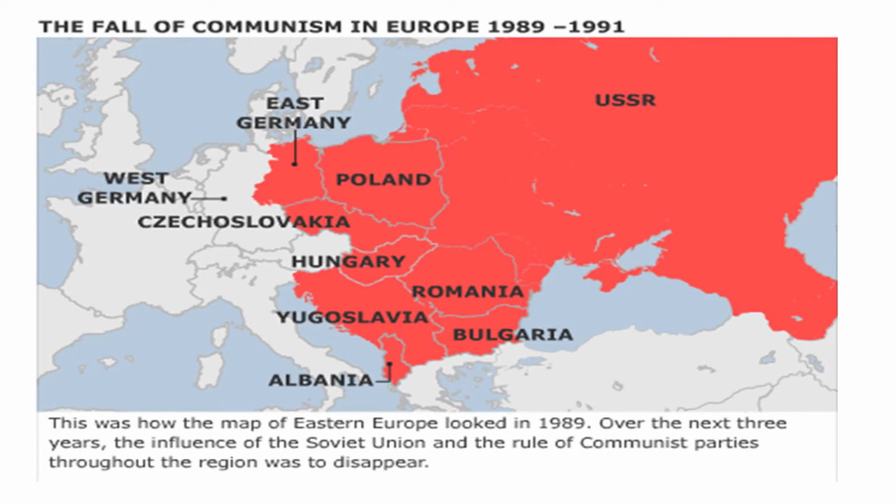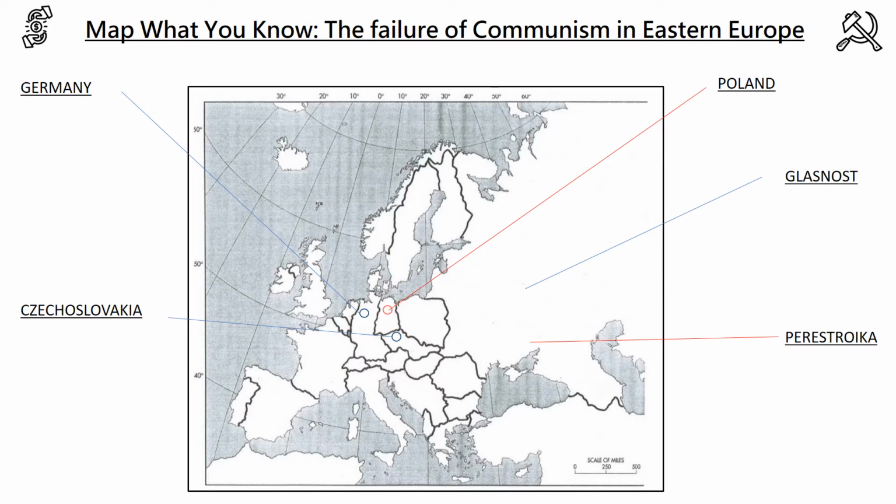Now, the fall of communism in Eastern Europe. This is how the map of Eastern Europe looked in 1989. Over the next 3 years, the influence of the Soviet Union, as you see USSR there, was about to waver, and the rule of communist governments throughout the region was about to disappear as well. What we're going to do here, again, you'll get this copy from your teacher. You've got here the failure of communism in Eastern Europe. You've got Germany, Czechoslovakia, Poland, and, pointing to the USSR there, policies of glasnost and perestroika, which were introduced by Mikhail Gorbachev.